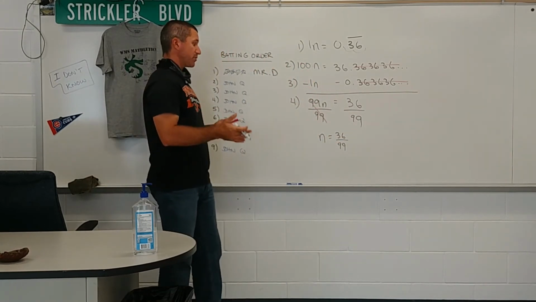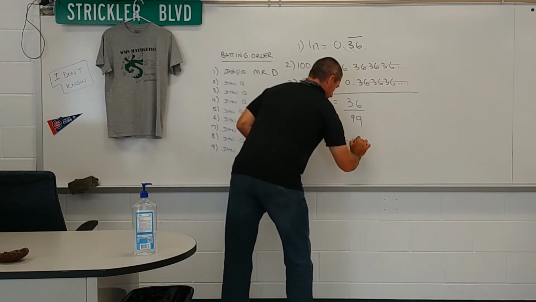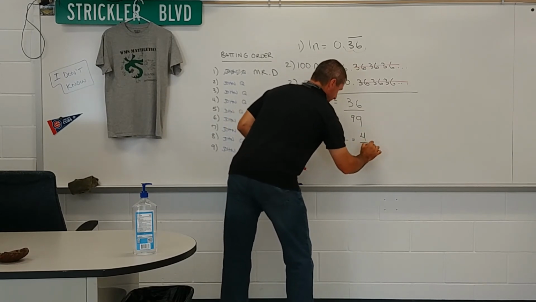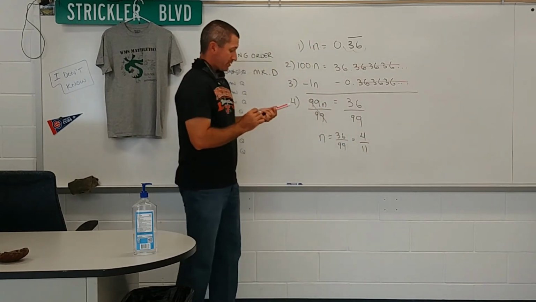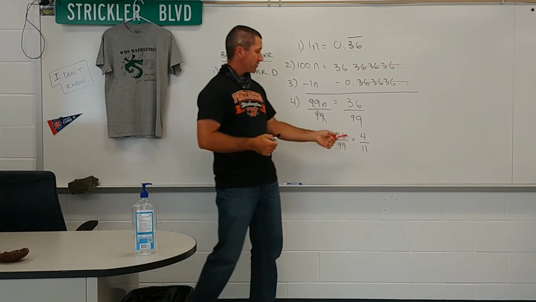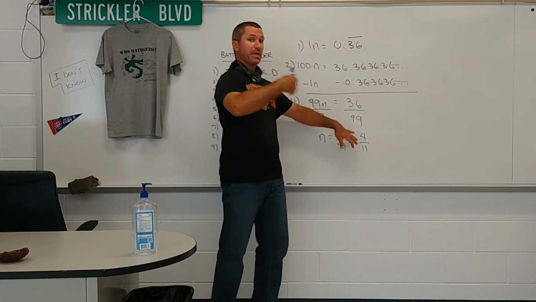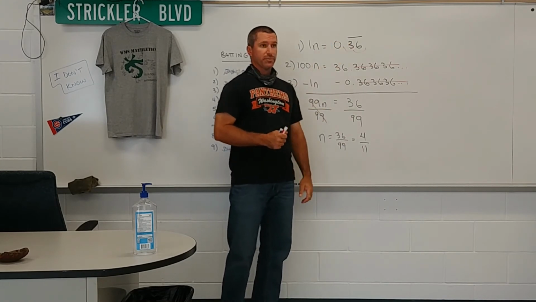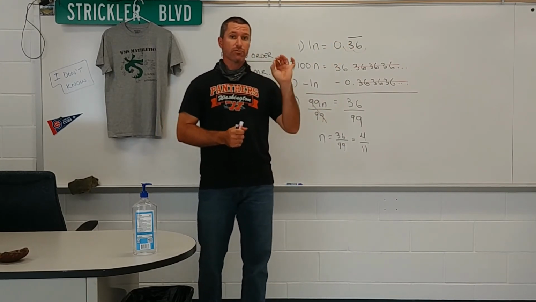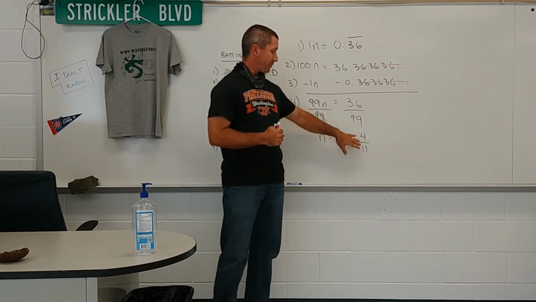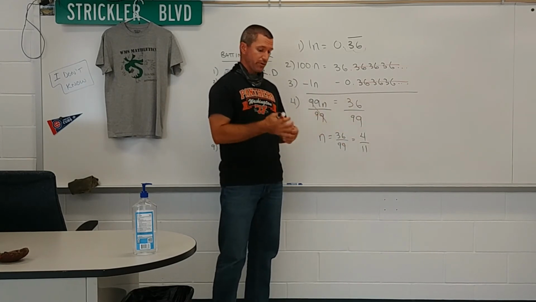So we're going to divide both of those by 9, which is 4/11ths. So it appears that 0.36 repeating is actually 4/11ths as a fraction. So that fraction has a decimal expansion of 0.36 repeating. Repeating decimals are rational because they turn out to be fractions. There you go.